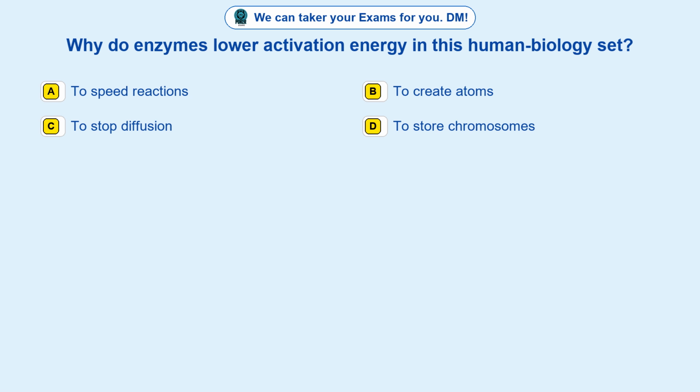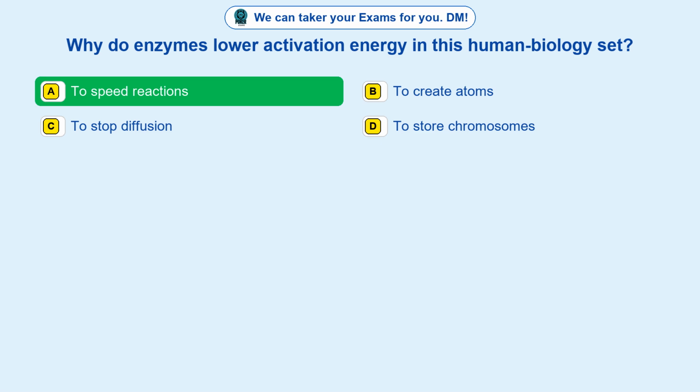Question 5. Why do enzymes lower activation energy in this human biology set? Option A, to speed reactions. Option B, to create atoms. Option C, to stop diffusion. Option D, to store chromosomes. The correct answer is option A, to speed reactions.